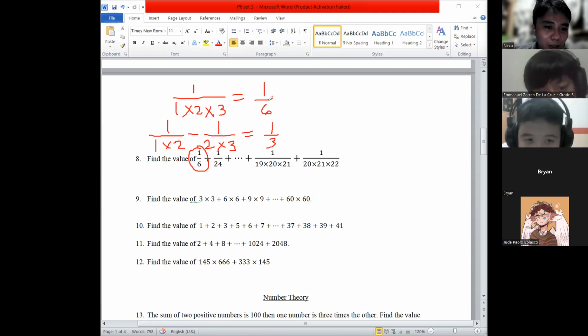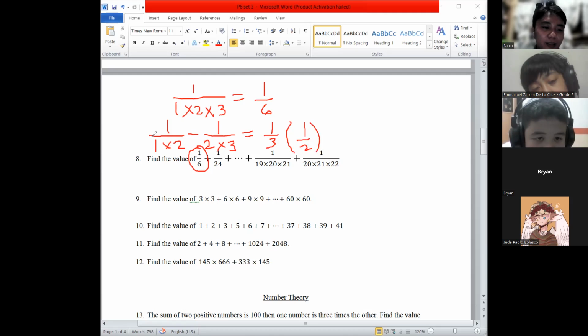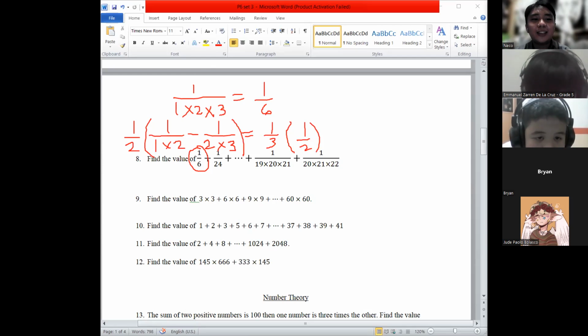So to retain the 1 over 6, we need to multiply what? 1/2, right? On the outside. So meaning we need to multiply this by 1/2 also. Everyone follows this one? Hello? Yeah, you can solve that.